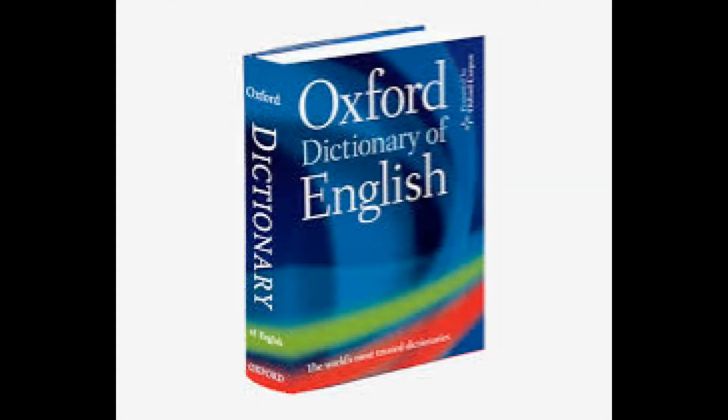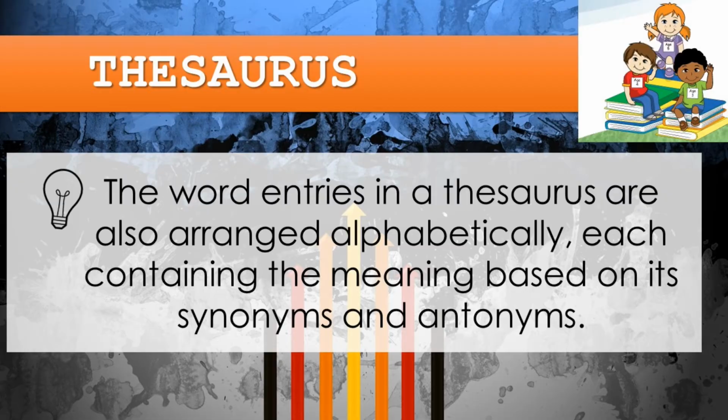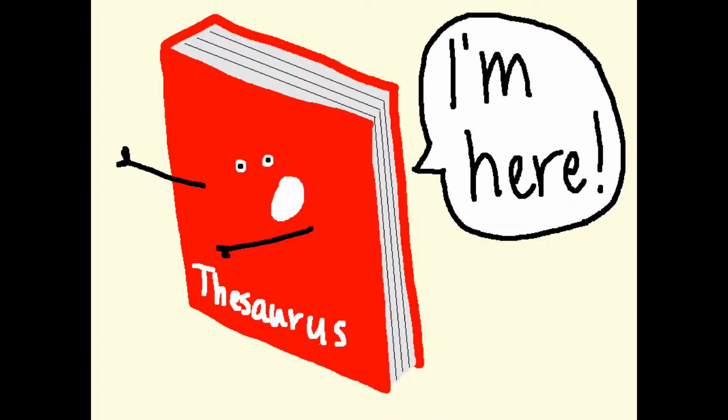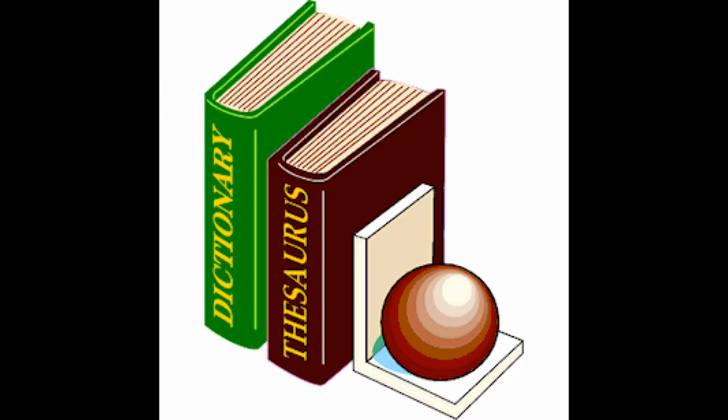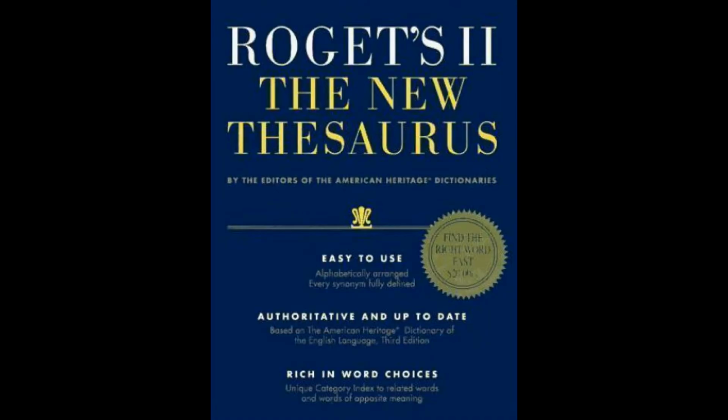Then another one is thesaurus. The word entries in a thesaurus are also arranged alphabetically, each containing the meaning based on its synonyms and antonyms. A thesaurus or synonym dictionary is a reference work of synonyms of words. They are often used by writers to help find the best word to express an idea, which an idea may be most fitly and aptly expressed.